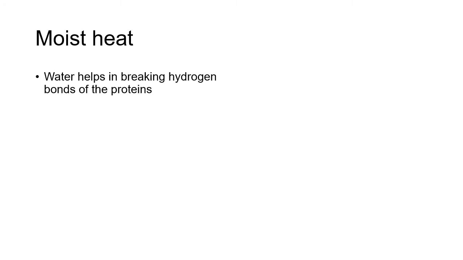Okay, now we go through them one by one. So what do we mean by moist heat? It means it's wet. The heat is wet because there is water that is heated and then it produces moisture. This is similar to what we have in the kitchen with the pressure cooker that I showed you in the previous slide. The water here helps break hydrogen bonds of the proteins in the bacteria, and this is done by a machine called an autoclave, or the process called autoclaving.